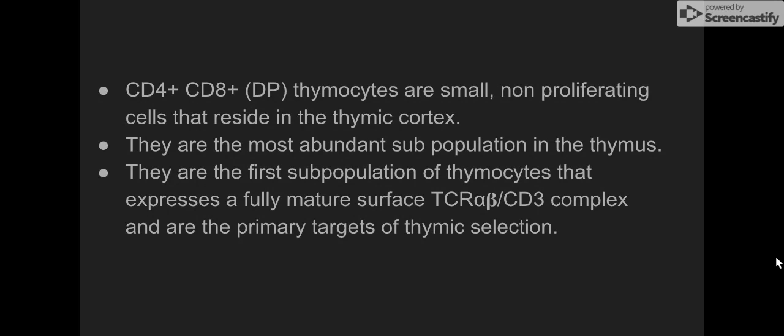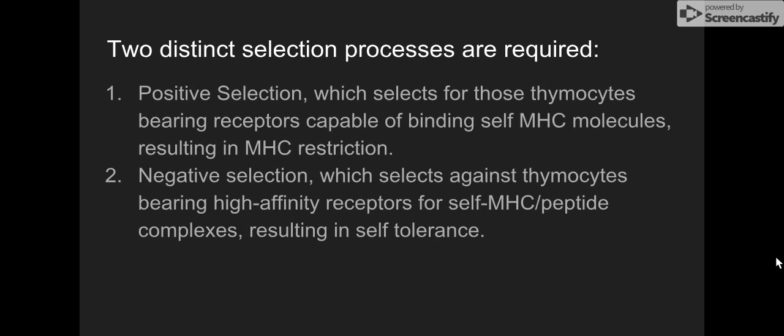During this process, there are two distinct processes that are required. The first process is positive selection, which selects for those thymocytes bearing receptors capable of binding self MHC molecules, resulting in MHC restriction. MHC restriction can be defined as the characteristic of T cells that permits them to recognize antigen only after it is processed, and the resulting antigenic peptide is displayed in association with either a class 1 or a class 2 MHC molecule.